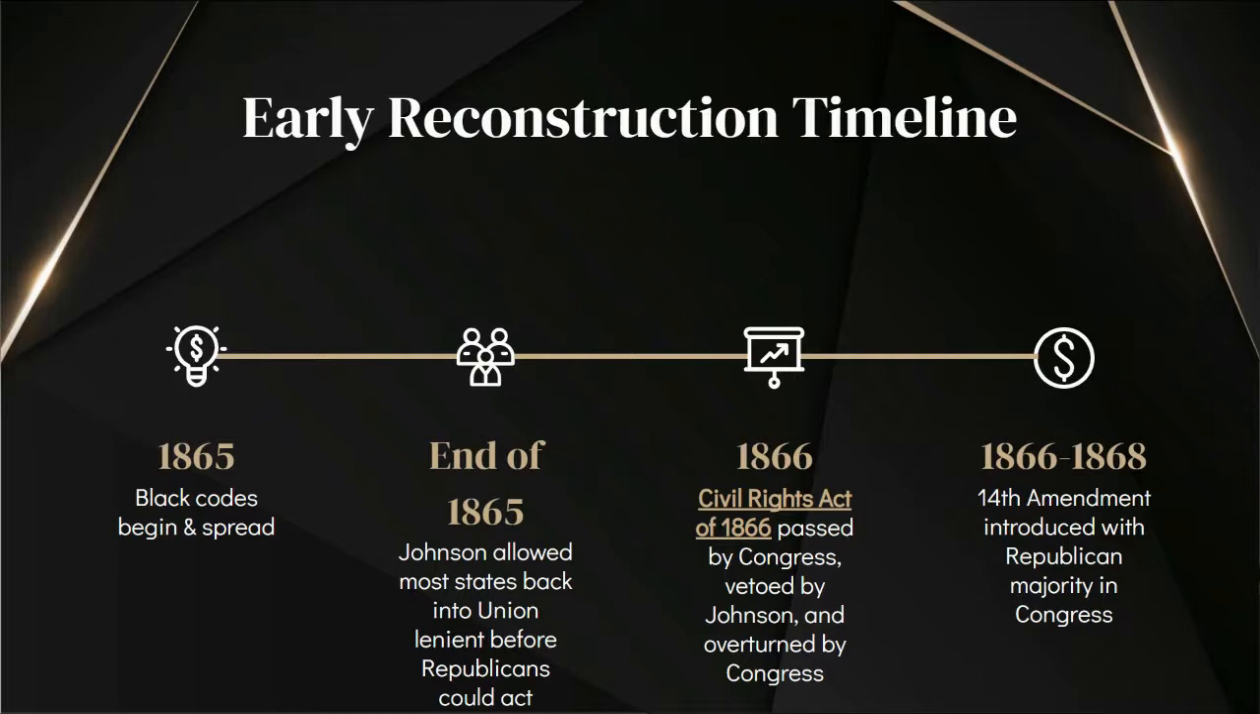Keep in mind how passing a law works. Congress passed the Civil Rights Act of 1866, but then it goes to the president. The president, in this case, President Johnson, vetoes the Civil Rights Act of 1866. However, given the historical time period, Republicans have a lot of say in Congress. Republicans hold many seats, and because of that, they are actually able to overturn the veto by President Johnson.